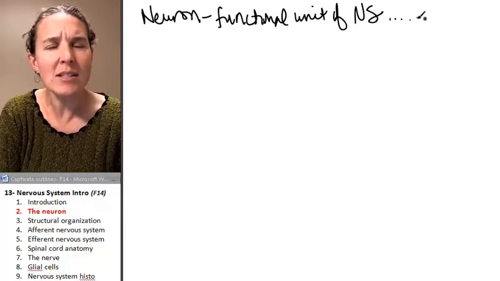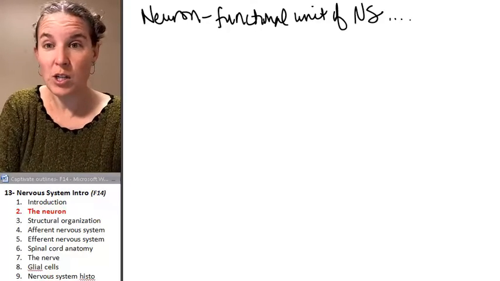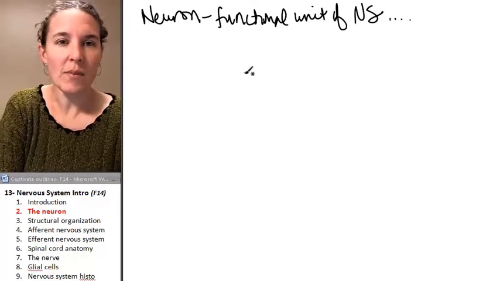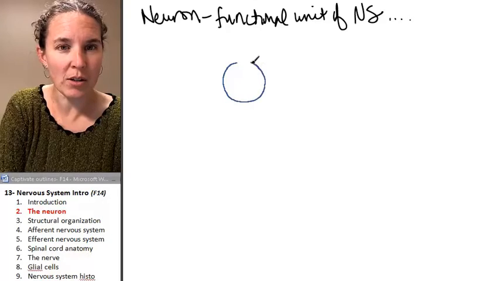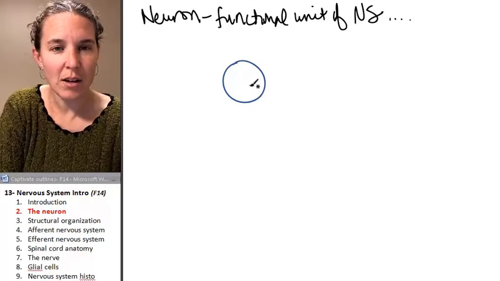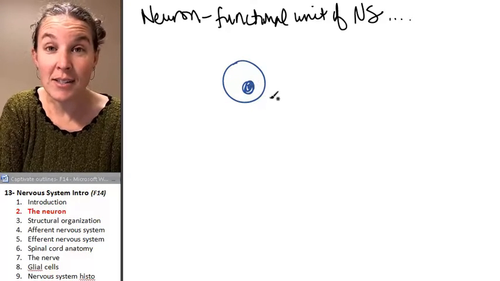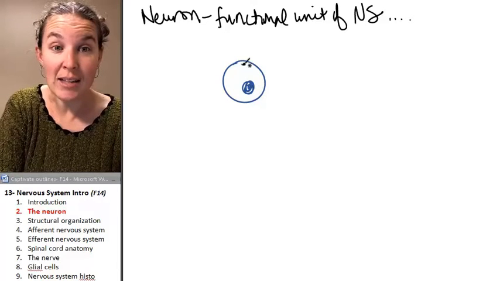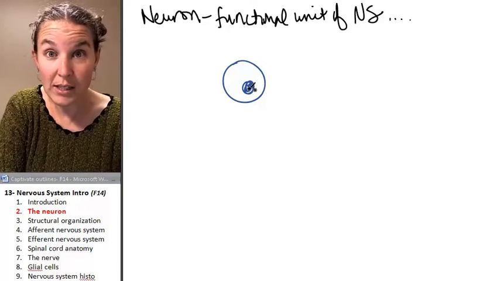How does it do this? Well, let's draw a picture of a neuron. What? Me? Draw a picture? Shocking. A neuron is a cell. So it has a cell body with a nucleus.